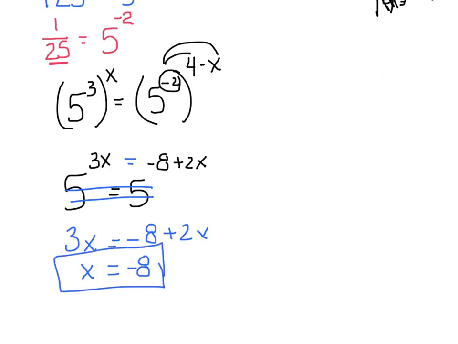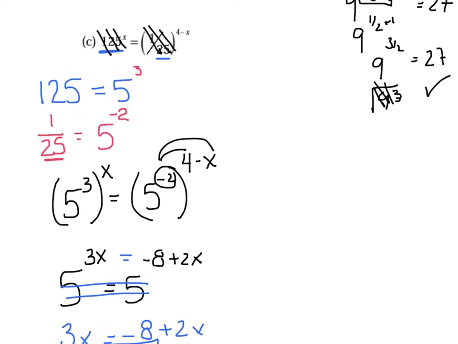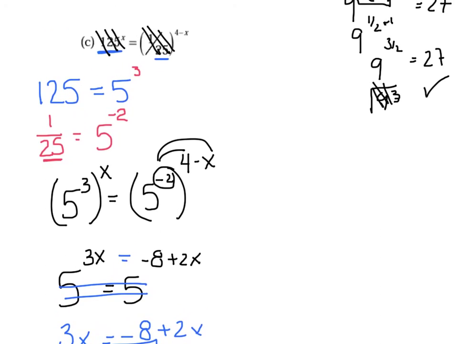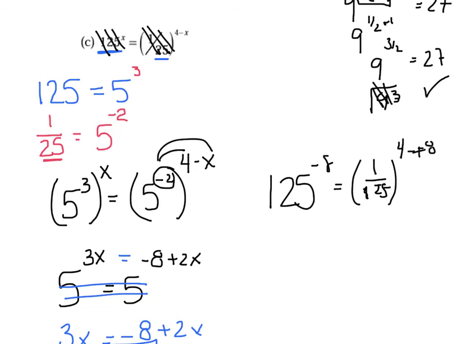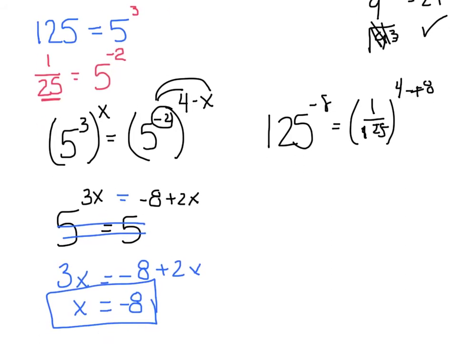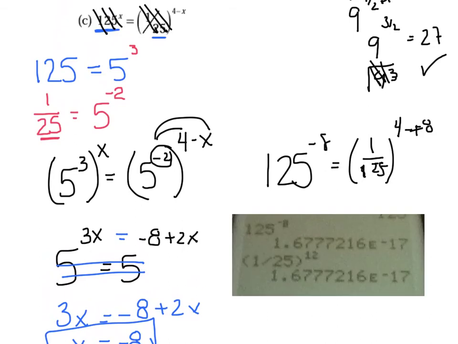Okay, and then a quick check, just like we did before. 125 to the negative 8 equals 1 over 25 to the, 4 minus negative 8? Well, at this point, I'm going to grab my calculator and type those in to see if they make sense. That's not one I can do off the top of my head very easily. So I'll show you. I just typed them in the calculator. I said 125 to the negative 8, and I got some hideous number. But that's okay, because when I typed this side in, I got the same hideous number. So I do know that they're equal, and it worked.